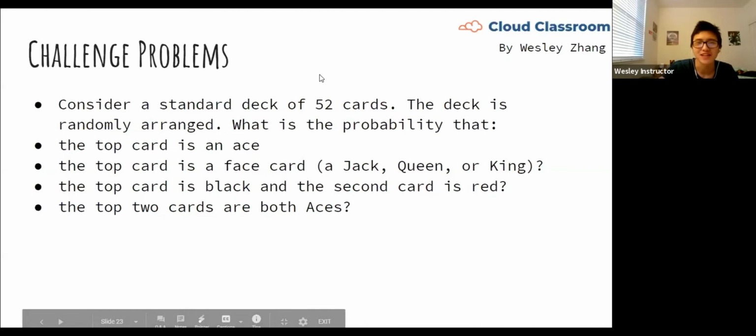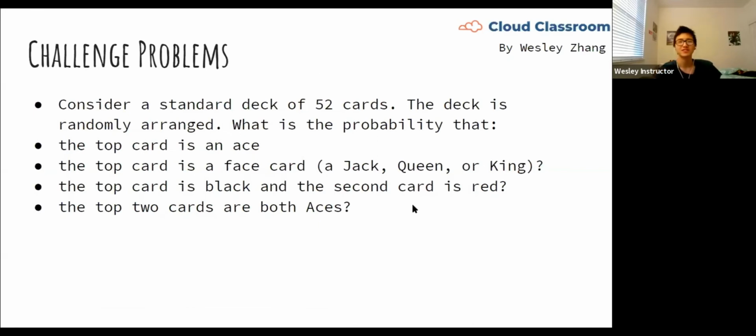All right, so consider a standard deck of 52 cards. The deck is randomly arranged by shuffling, I guess. What is the probability that the top card is an ace, the top card is a face card, the Jack, Queen, or King, the top card is black, and the second card is red, and the top 2 cards are both aces?